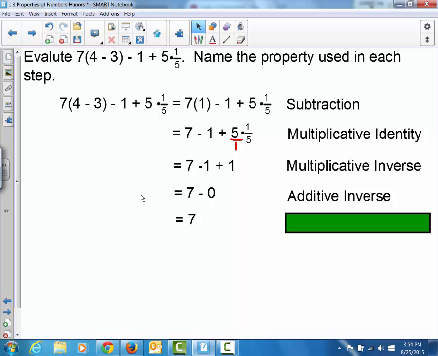And then finally, 7 minus 0. Well, two things you could have done here. 7 minus 0 can be the additive identity, because when you add 0 to anything, you're going to get the same number. Or add or subtract 0. And the other thing you can do is say you substituted 7 for 7 minus 0. And for that matter, one more thing, you could have just done the subtraction property, but I chose substitution.